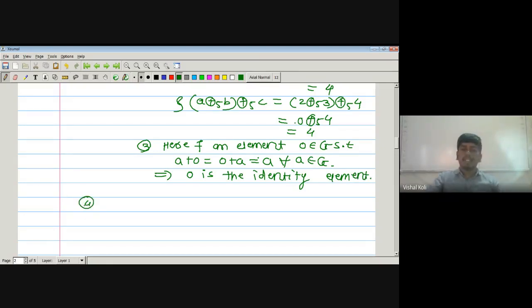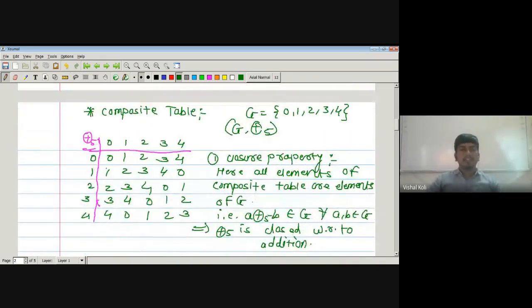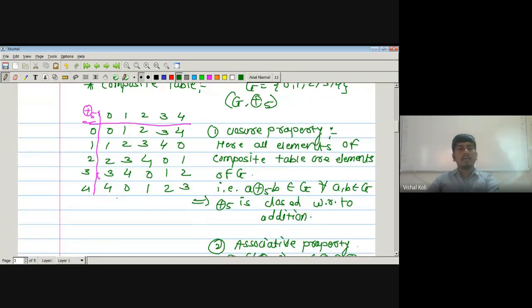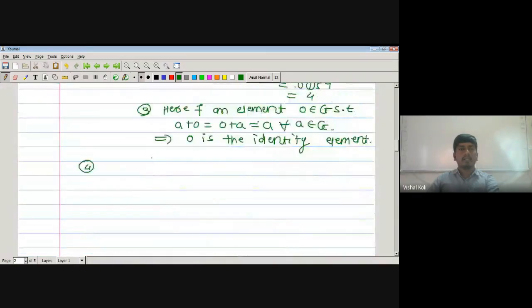Now it remains to find out the inverse of each element belonging to the given set. Inverse means that for each element A in G, we have to find one element B such that A plus B equals B plus A equals 0. As 0 plus 0 is 0, 0 is the inverse of itself. Now 1 plus 4 is equal to 0, which implies 4 is the inverse of 1. Similarly, 2 plus 3 is equal to 0, so 2 is the inverse of 3, and 3 is the inverse of 2. And 4 plus 1 equals 0, so the inverse of 4 is 1.